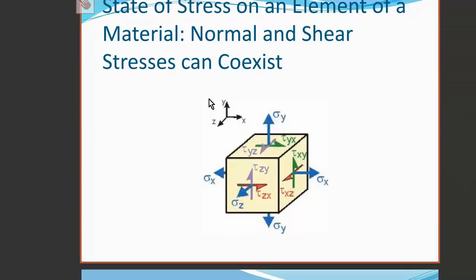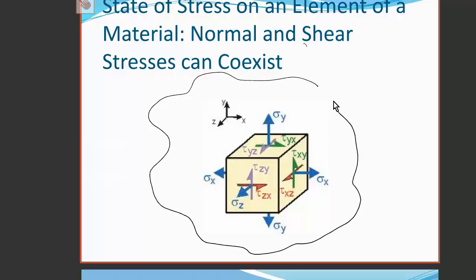If we were to consider an arbitrary shape and cut a cube inside that volume, so let me draw the rest of the material. So imagine we had some arbitrary object, and inside we took a cube element as shown. On each of the faces of that cube element, on all 6 faces, we can have a combination of shear and normal stress.